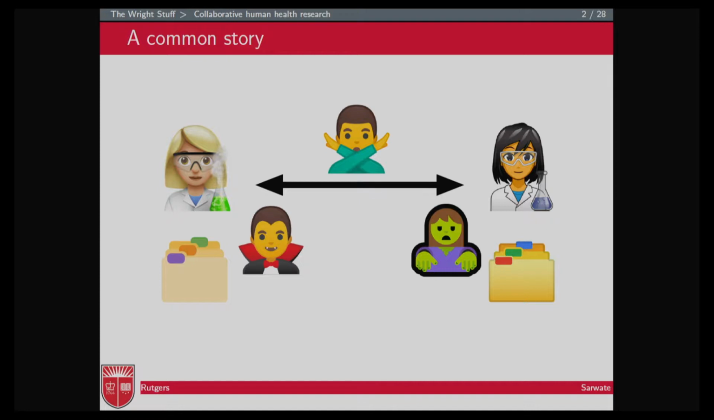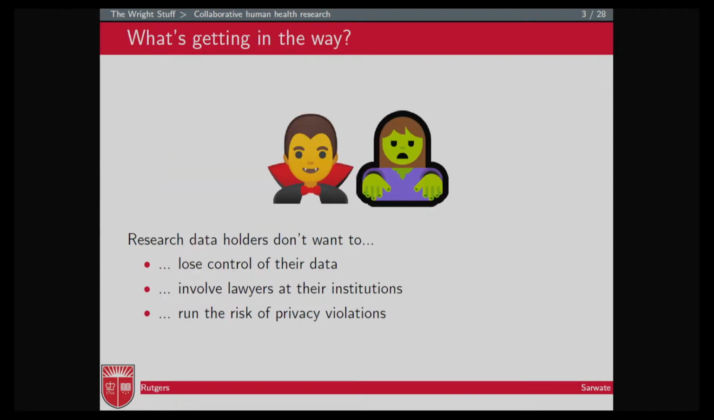This actually happens a lot in human health research, mainly because the healthcare data and data from clinical trials or data from, say, neuroimaging studies, which is the field where I connect to this, there's a lot of regulation around sharing that data. So who are these vampires and zombies? They're not necessarily actual individuals. They represent fears, legitimate fears, I would say, that researchers have about this data sharing process.